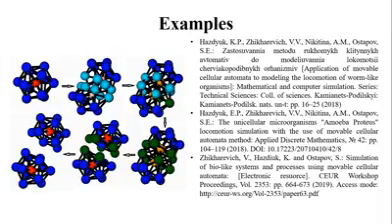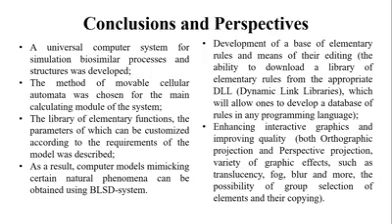It should be noted that examples which demonstrate the possibilities of the system and the proposed method were described in our previous investigations. In this paper, we considered the problem of the construction of a CAD system for simulation of biolike structures and processes. A universal computer system for simulation of biosimilar processes and structures was developed. The method of movable cellular automata was chosen for the main calculating model of the system. The library of elementary functions, the parameters of which can be customized according to the requirements of the model, was described. As a result, computer models mimicking certain natural phenomena can be obtained using the BLSD system.